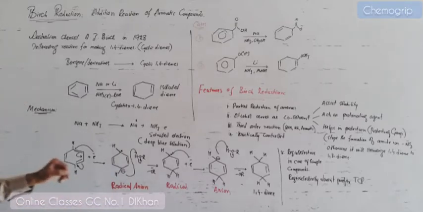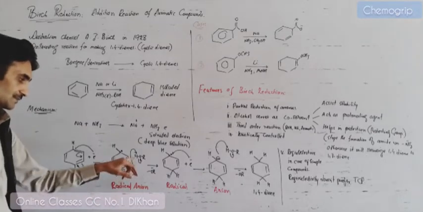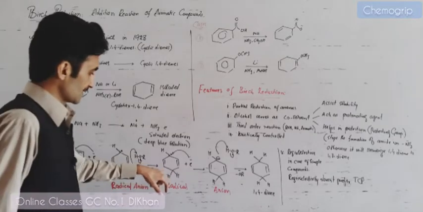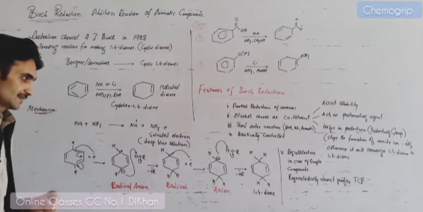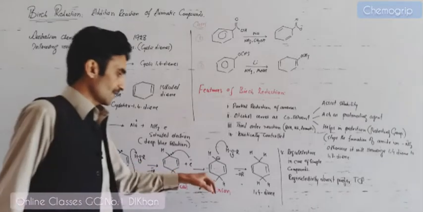In the next step, the negative charge abstracts a proton from the alcohol, or in other words, the alcohol protonates the negative charge and gives rise to formation of a radical. Again, that radical reacts with another electron, giving a carbanion.